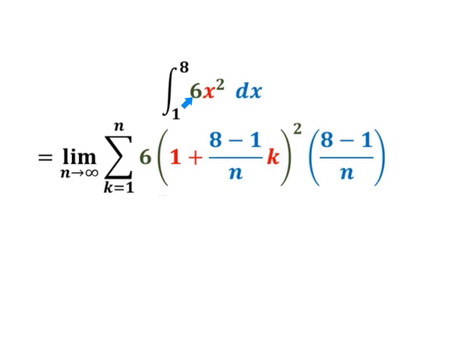I still have my 6, still there's part of the problem. The only thing we're replacing is the x. Okay, and change in x, in this case, is 8 minus 1 divided by n. I have my limit notation. As the number of rectangles approaches infinity, I go from 1 rectangle to n rectangles. My a value is 1. My change in x is 7 over n times k. So these two expressions should always be the same initially.